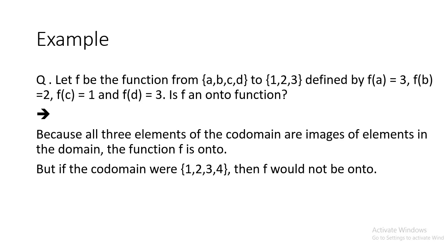But suppose the codomain were 1, 2, 3, 4, then f would not be onto, because there is no mapping for the element 4. That's why it will not be an onto function. For an onto function, the condition is that we have to map each and every image of that function.